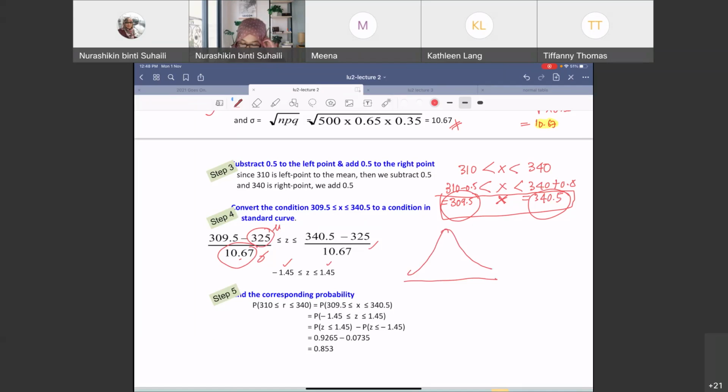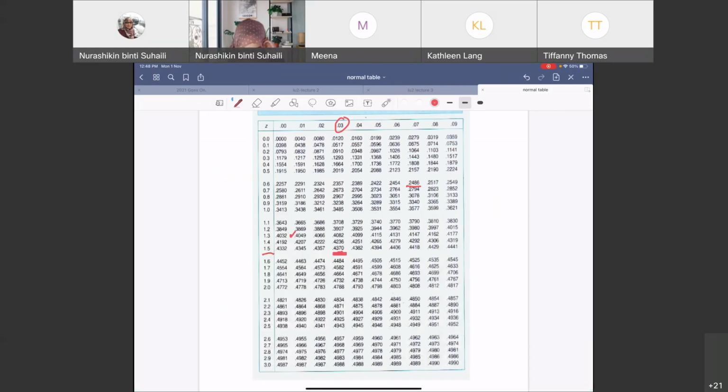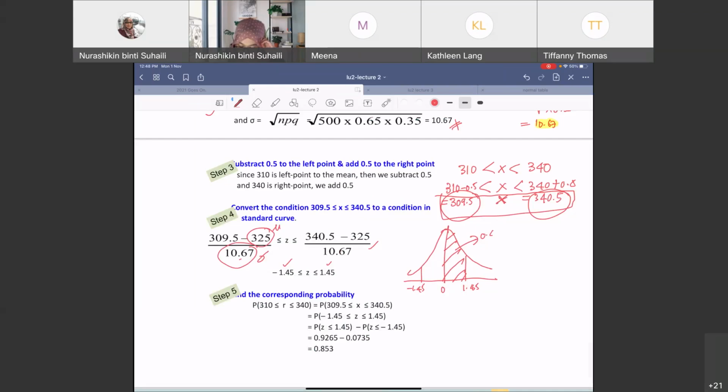Only then can you find the area, right? So let's say z is 1.45, and it's equal to here, minus 1.45. So you have to find what's the area here, actually. Okay, so this area, if you refer to the table, 1.45 is this one, 4265. So this one is 0.4265. So you just multiply by 2, right? 0.4265, because it is symmetric. So the answer is 0.853.